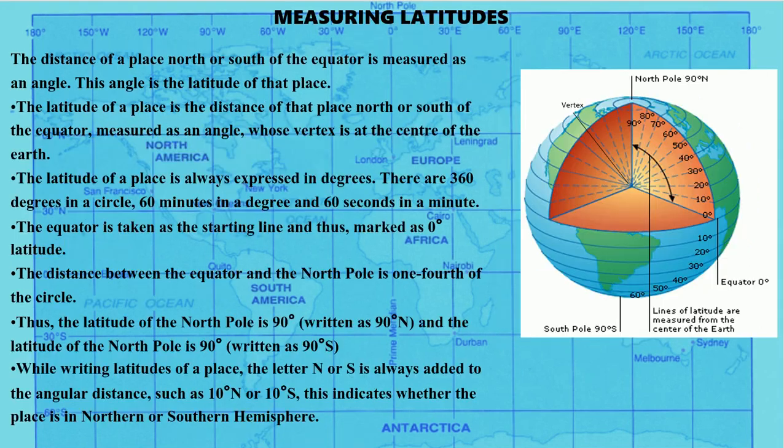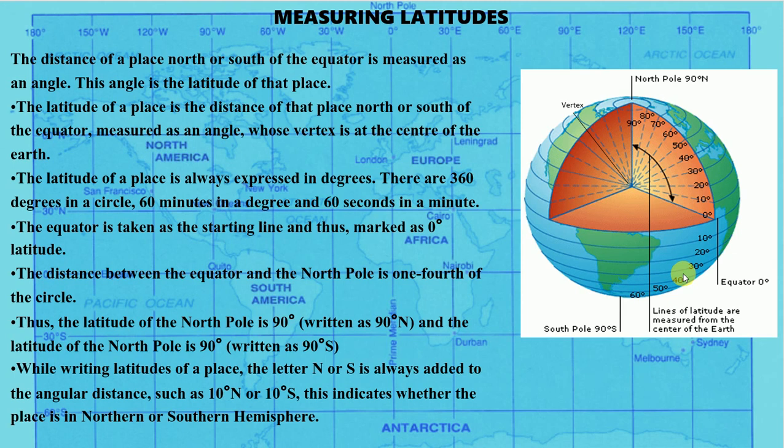Okay. So we'll be understanding here how we can measure latitudes. As you can see here, the latitudes help us describe the location of a place, whether it is to the north of the equator or to the south of the equator. The distance of a place north or south of the equator is measured as an angle. This angle is the latitude of that place.